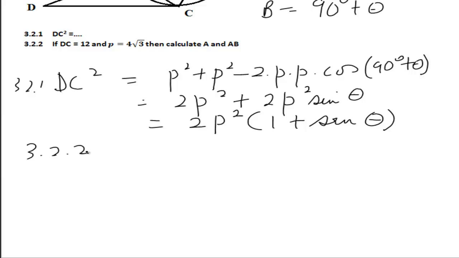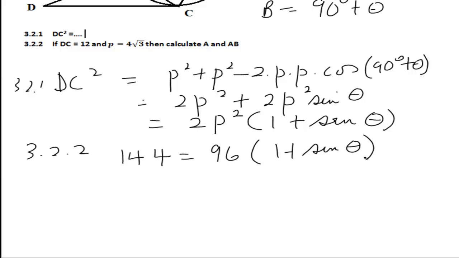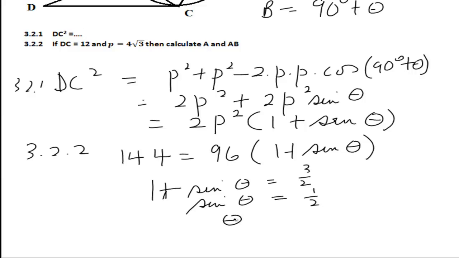Right, so what we're going to do here now is to substitute. So DC squared is 144, P squared is 16 times 3, 48 times 2 is 96, into 1 plus sine theta, and when you work this out, you will get 1 plus sine theta is equal to 3 over 2, and then sine theta is equal to half, and theta is equal to 30 degrees.